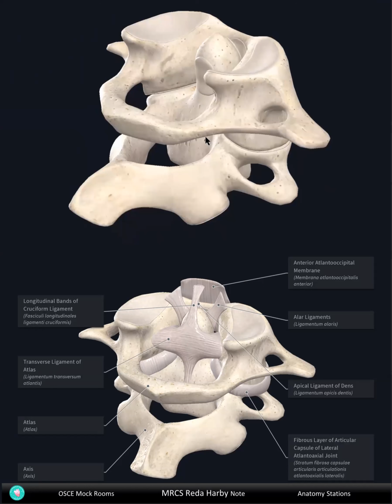What is the function of the dens of C2, or the odontoid process? It is to rotate the skull. This is the portion of C2 that articulates as the median atlanto-axial joint to allow rotation of the skull.